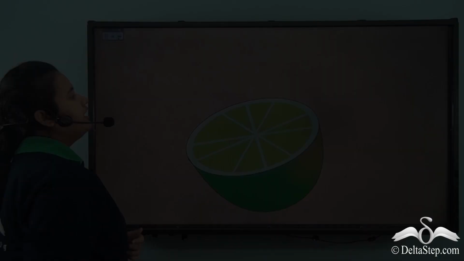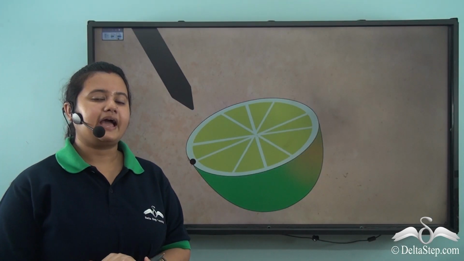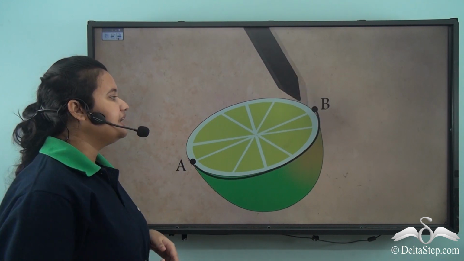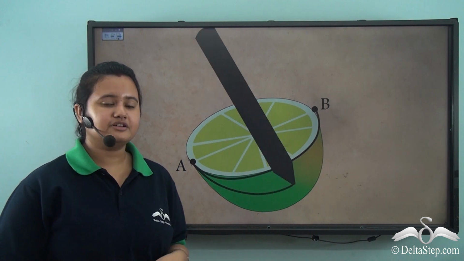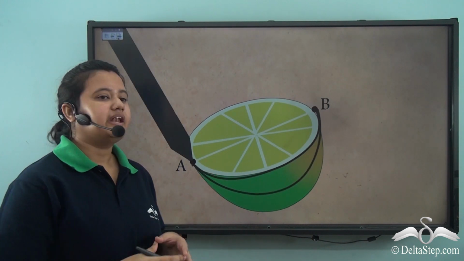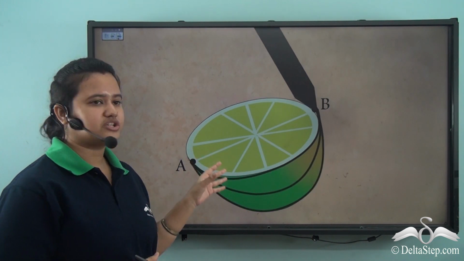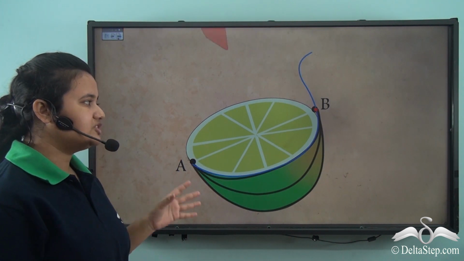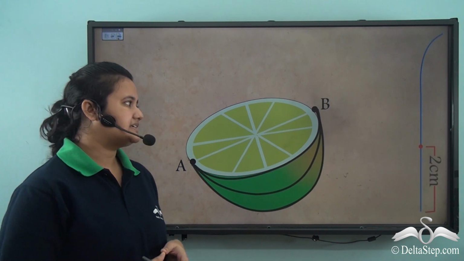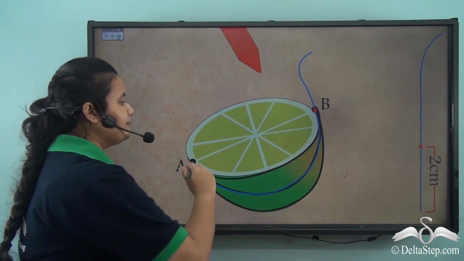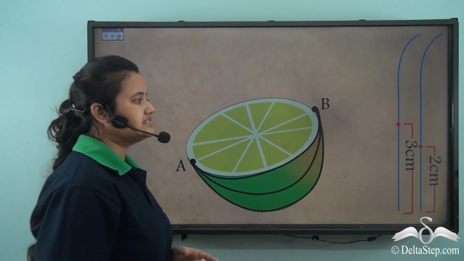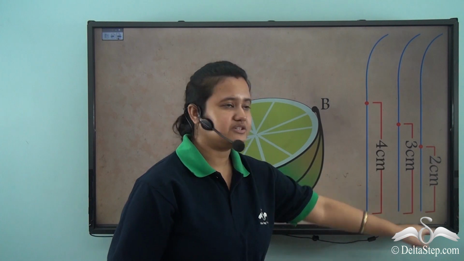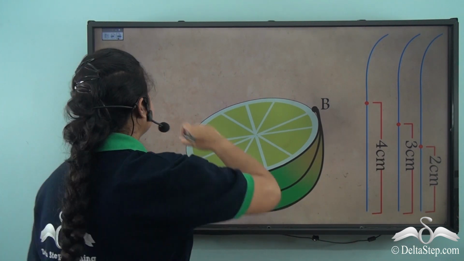Now take a half cut lemon and mark 2 points on the inner side of the lemon. Now draw lines in these manners as shown in the video. Now take a string and measure each line. Which one do you think will be the shortest? If you measure these lines, you will find that the line passing through the periphery of the circle is the shortest. See here, this line is the shortest one as it is 2 centimeters.